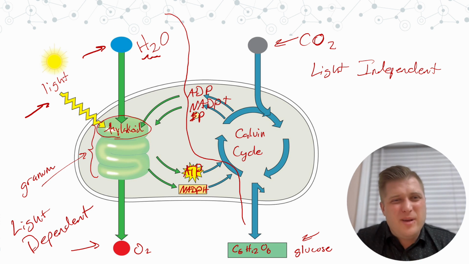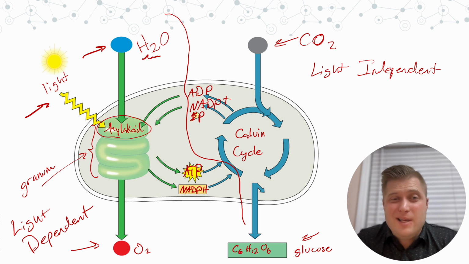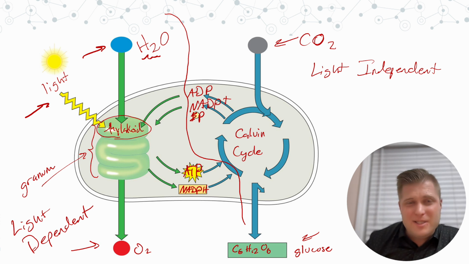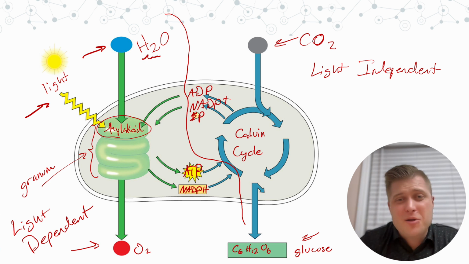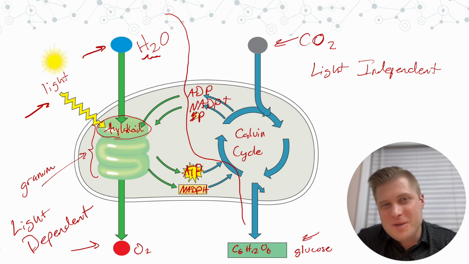For those items there in the middle, the ATP and NADPH, you can just think of those as like batteries that got charged and then used up. So there's that cycle there in the middle. They're charged and they're discharged. They get their power from the light side and they get used up on the light-independent side.